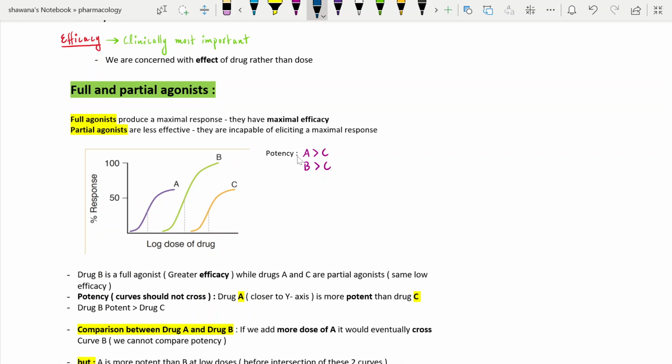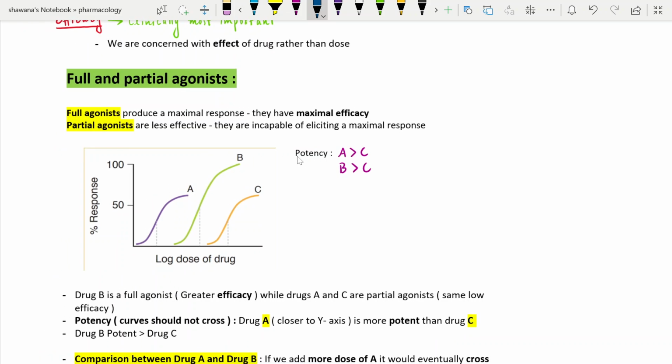Talking about the full and partial agonist, what are full agonists and what are partial agonists? A full agonist is a drug that produces a maximal response. They have maximal efficacy, right? They have the higher efficacy, as in this diagram, B is the full agonist. It has 100% efficacy.